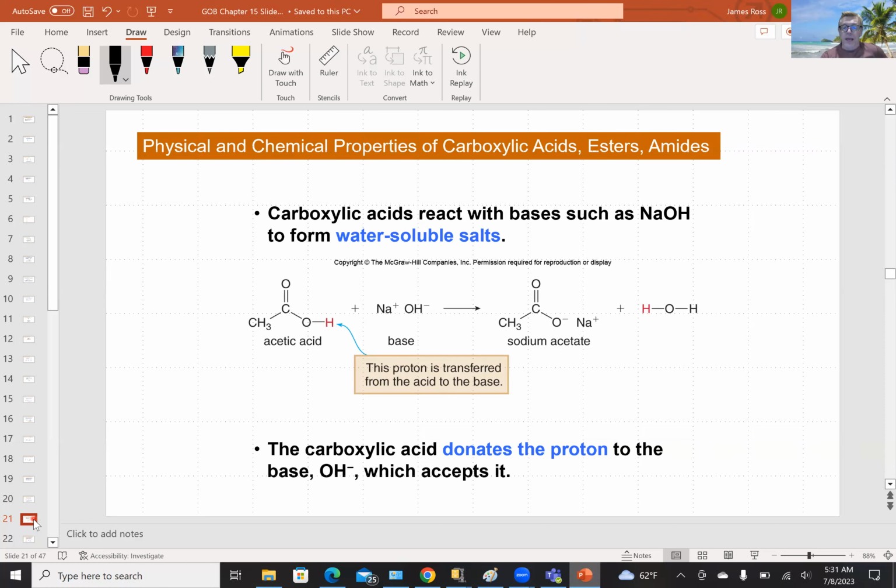We can interact a carboxylic acid with a base and perform a neutralization reaction. When we neutralize an acid with a base, we form a salt and water. This is a type of chemistry we can do with carboxylic acids. It's called a neutralization. Acid plus base to give a salt plus water.